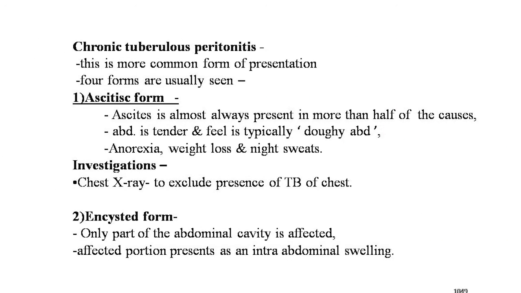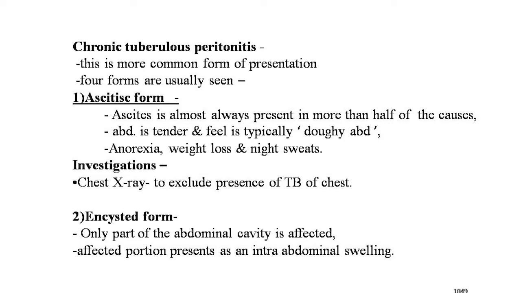Chronic tuberculous peritonitis. This is the more common form of presentation. 4 forms are usually seen. First is the ascitic form. Ascites is almost always present in more than half of the cases. Abdomen is tender and filled, typically a doughy abdomen, with anorexia, weight loss and night sweats. Investigations: chest X-ray to exclude the presence of tuberculosis in the chest.